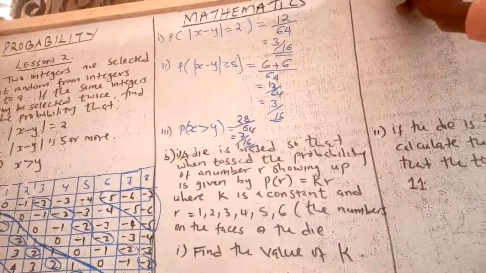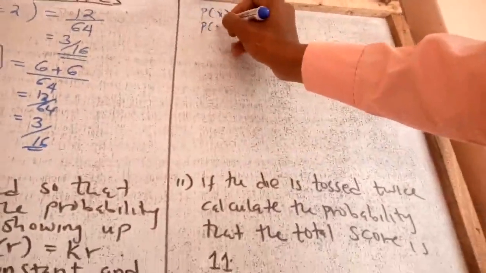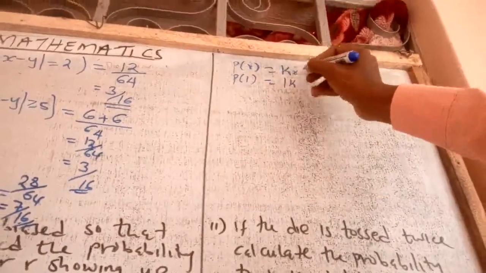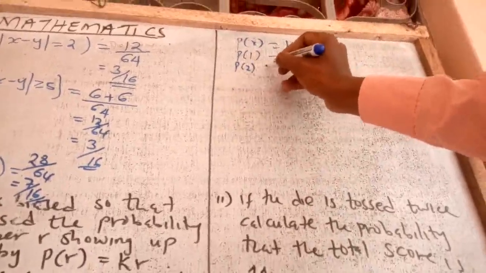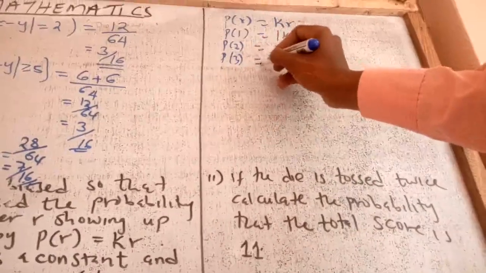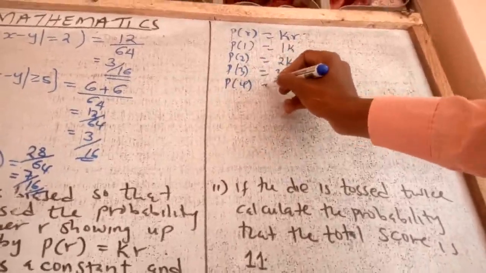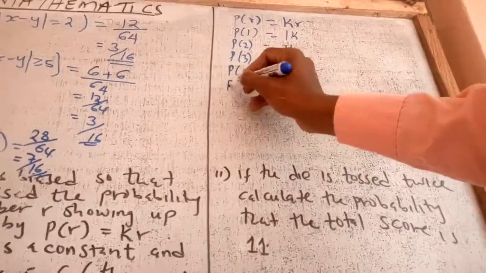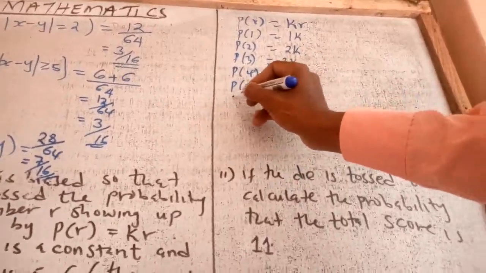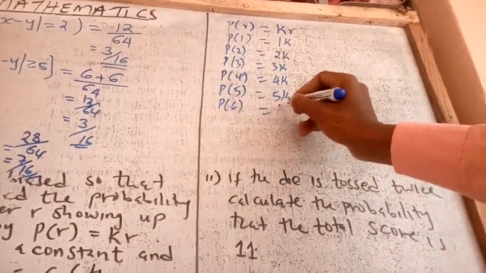You say the probability of R is equal to KR. And therefore, the probability of number 1 is supposed to be 1k, because 1 multiplied by k gives k. The probability of number 2 is 2k. The probability of number 3 is 3k. The probability of number 4 is 4k. The probability of number 5 is 5k. The probability of number 6 is 6k.